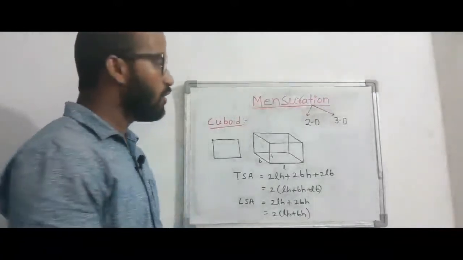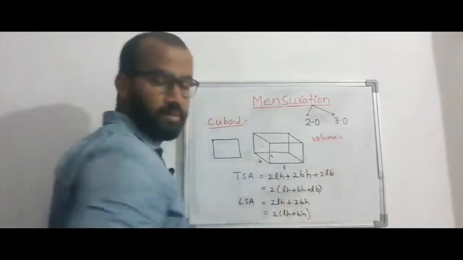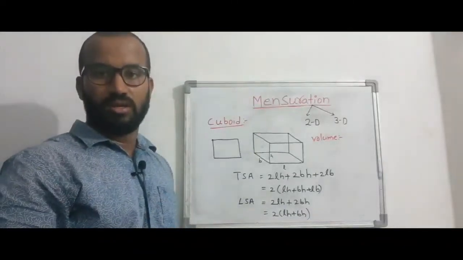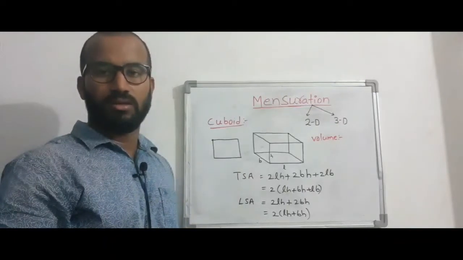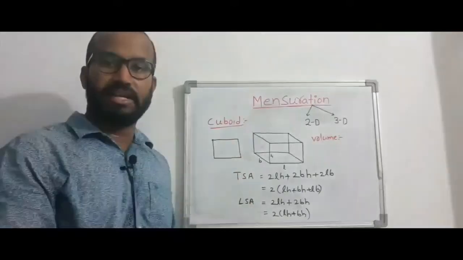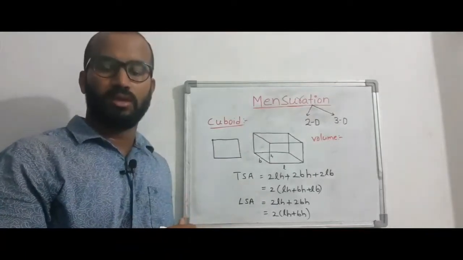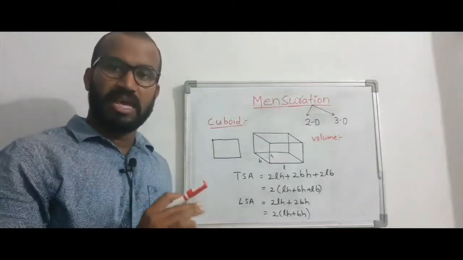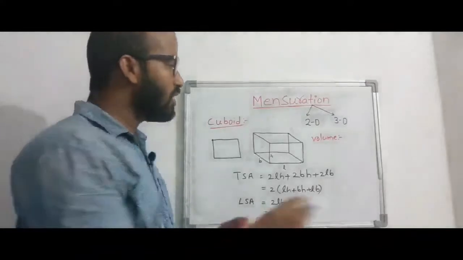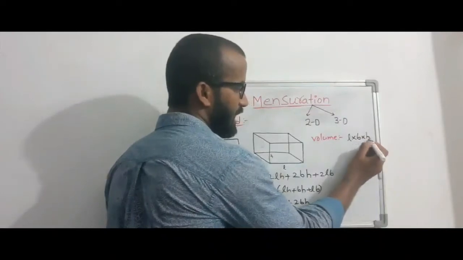Now, how are we going to find volume? If I take one rectangular sheet, what is the area of that rectangular sheet? L into B. If I take one more rectangular sheet on it, then what is the area? The same rectangular sheet, 2 into L into B. If I keep H rectangular sheets like that, so H into L into B. So what is the volume formula here? L into B into H.